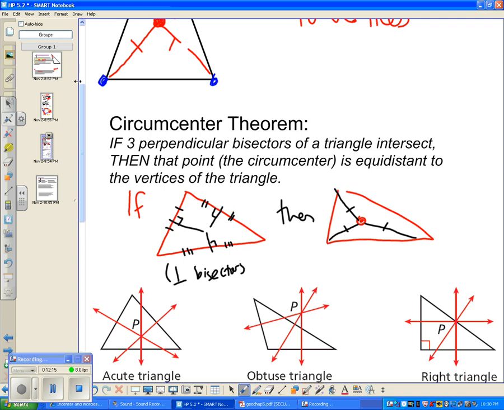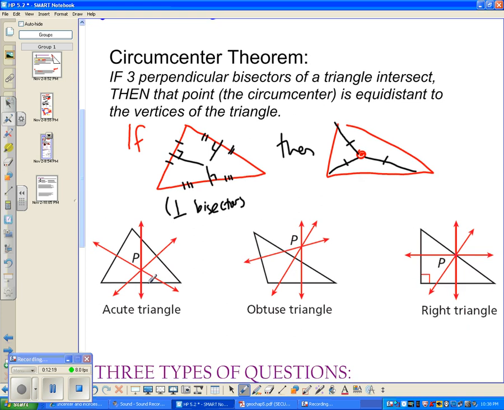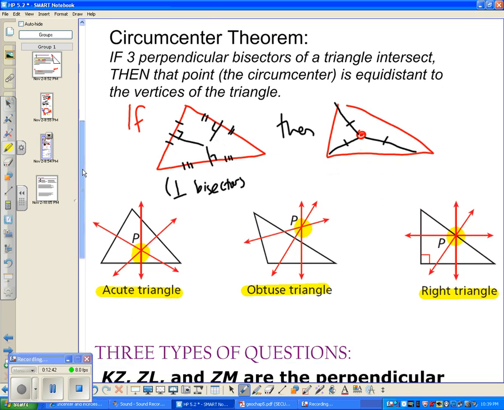The reason why it's not called an incenter, but it's called circumcenter, one of the reasons, is because unlike the incenter, the circumcenter can be in different spots. So for example, if you have an acute triangle, it will always be inside the triangle. If you have an obtuse triangle, it will be outside the triangle. And if you have a right triangle, it will be on the hypotenuse. So that's important. There are three types of questions that I can give you with the circumcenter.